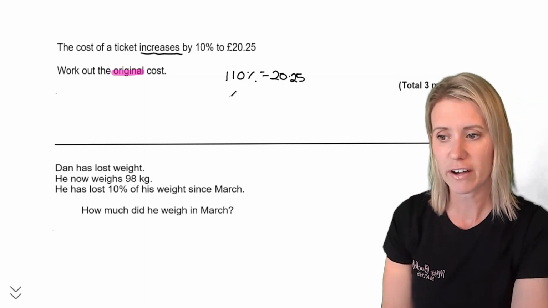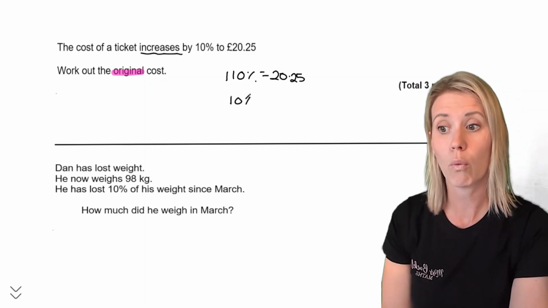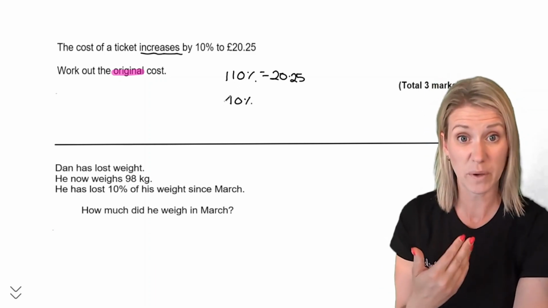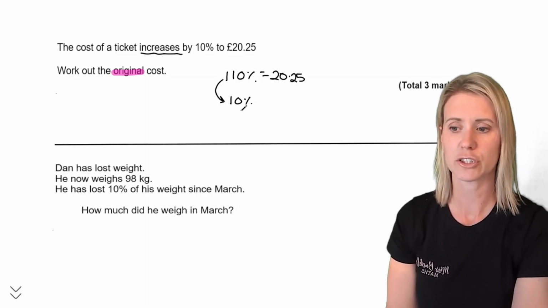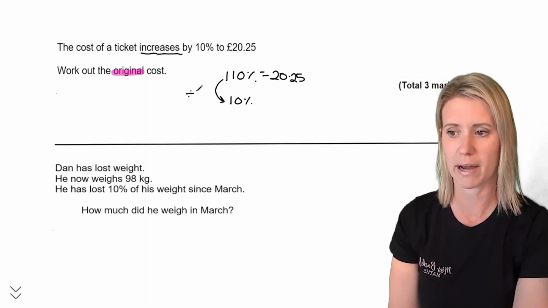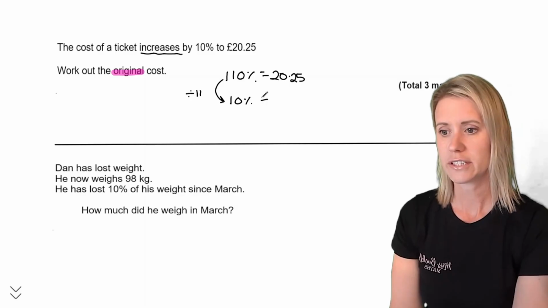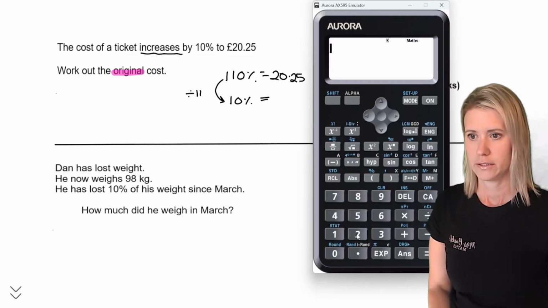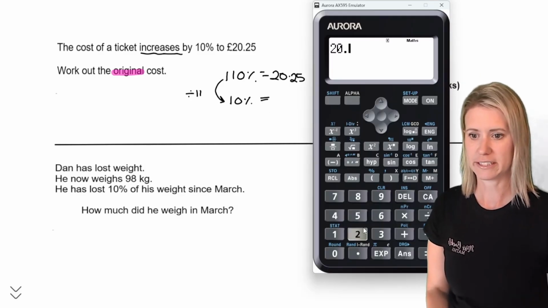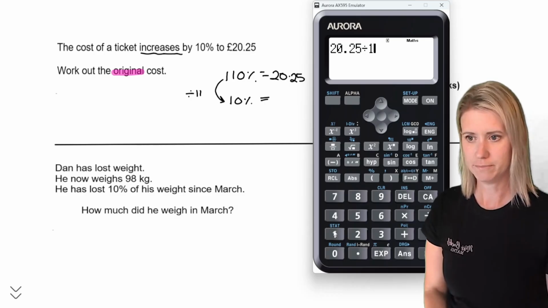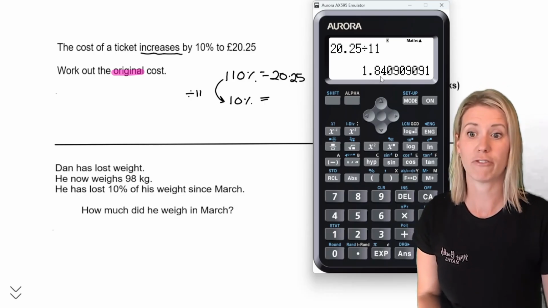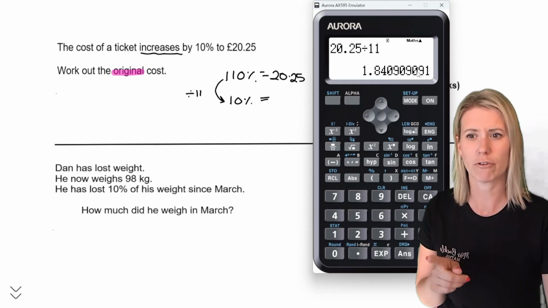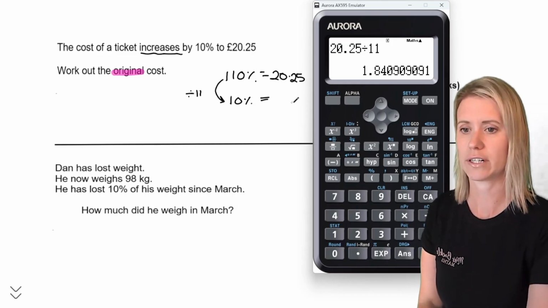So we can either find out what 10% would be or 1%. To find 1%, we're going to divide by 110. But to go from 110% to 10%, we're dividing by 11. Using your calculators for this one, we're doing £20.25 divided by 11. That will tell us what our 10% is. Our answer is 1.8409, etc. Leave that rolling.